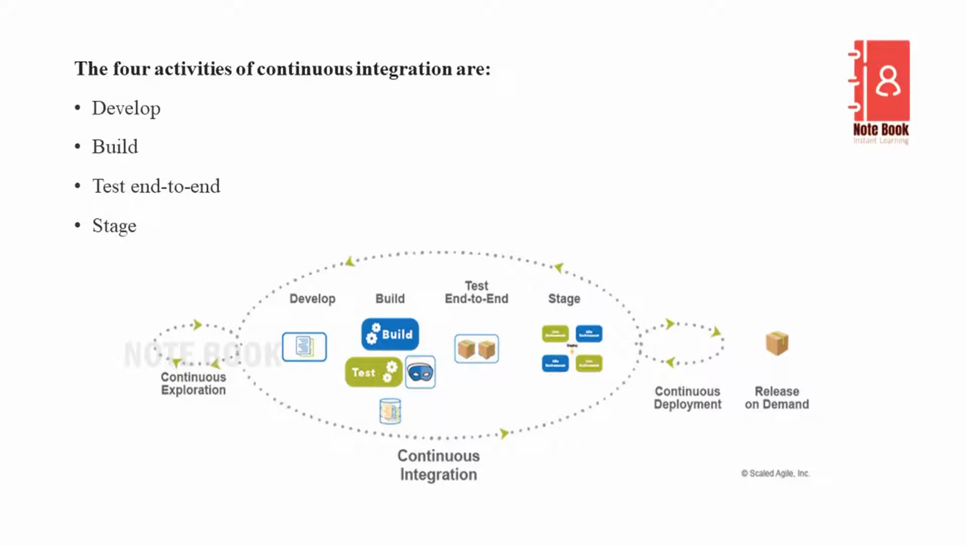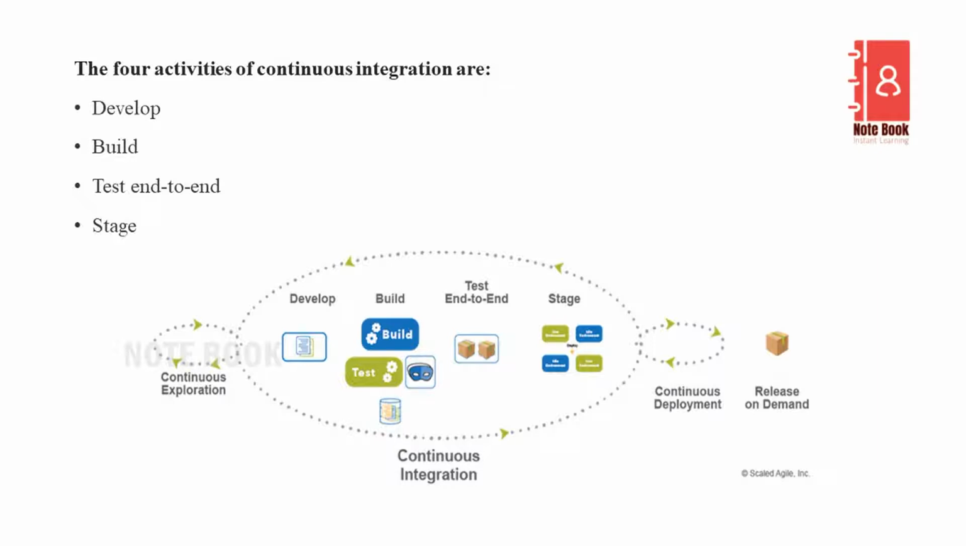Continuous integration consists of 4 activities, and they are the following. The first one is develop, second one is build, third one is test end to end, last one is stage. The following figure shows the different activities of continuous integration. Now we will describe each activity in brief.